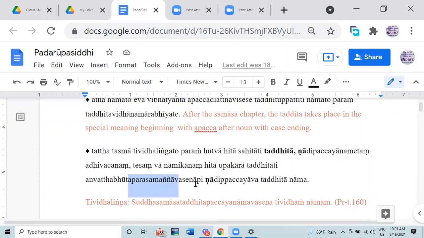Pra here refers to the Sanskrit book. Samanya means name. So in Sanskrit, Taddhita is defined in this way: Disan, Tahita, Upagara, Taddhita. These definitions come from the Sanskrit books. That's why Anutta Buddha Prasamanya: by means of the names mentioned in other books, these suffixes are called Taddhita.